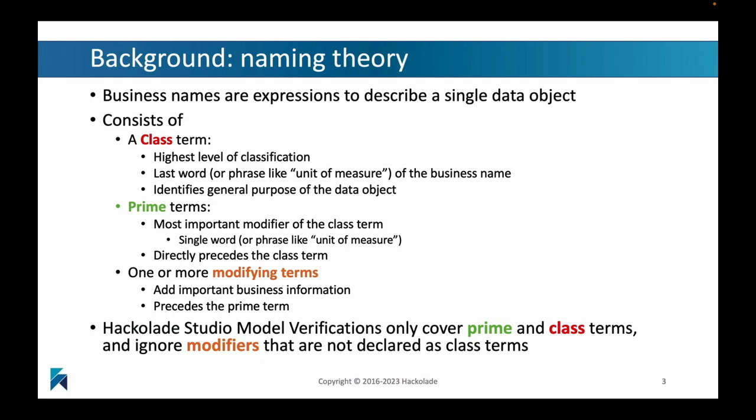Now, it's important to understand that when we do model verification in Accolade Studio, we are going to cover prime and class terms. We are going to ignore all of the modifiers, all of the modifying terms that are not declared as class terms. And the reason why we do that is because otherwise we would just get a crazy multiplication of different possibilities that will become impossible to work with. Now let's look at a specific example to make this a little bit clearer.